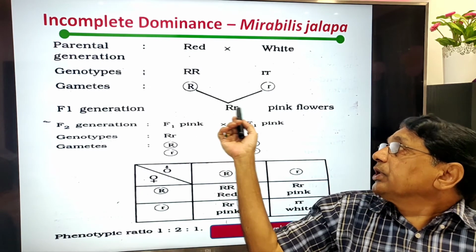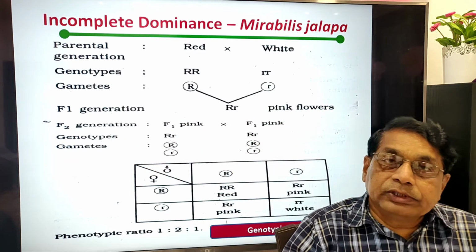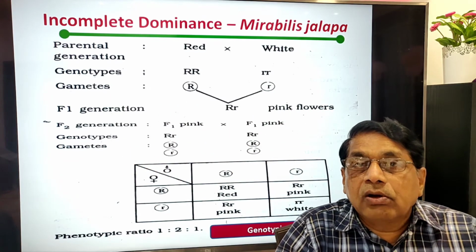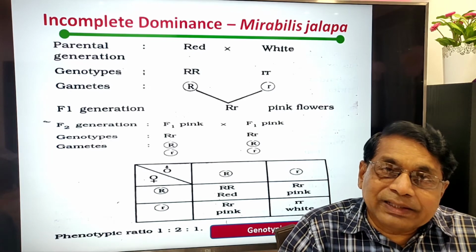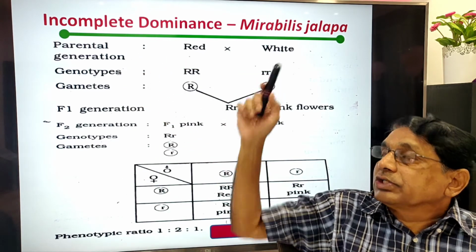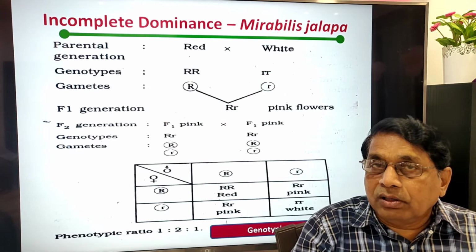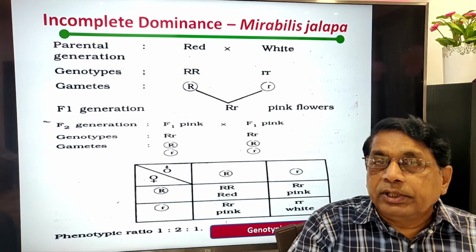Then in the F1 generation, the phenotype is pink. Interestingly, he got pink flowered plants. Pink color is an intermediate character between the red and white. It is neither pure red nor completely white. Pink, an intermediate character.